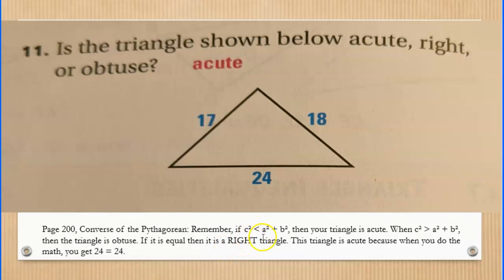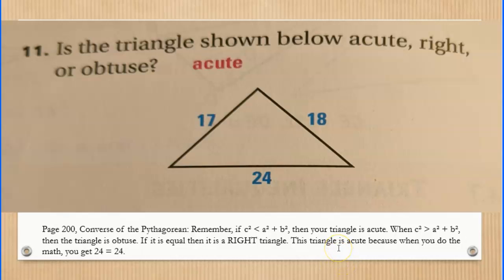So if c squared is less than a squared plus b squared, then we have acute. When c squared is greater than a squared plus b squared, then it is obtuse. And if c squared is equal to a squared plus b squared, then it is a right triangle. Remember this. Write it down. Use all of these formulas if you need them.